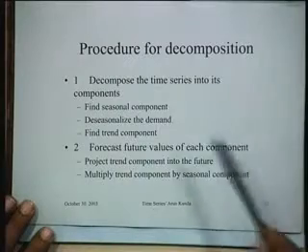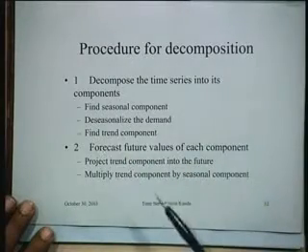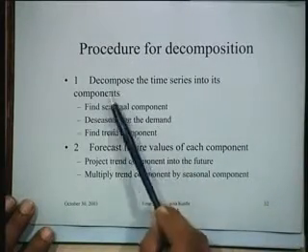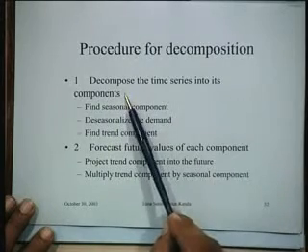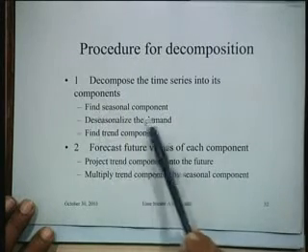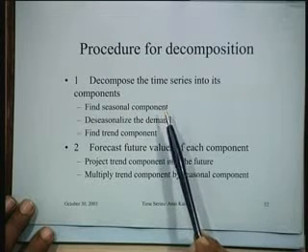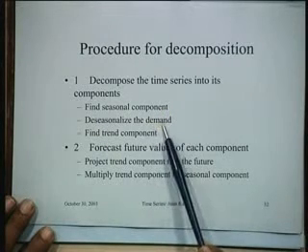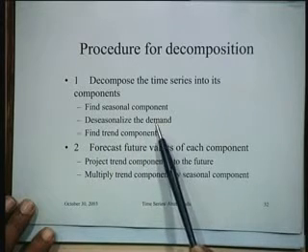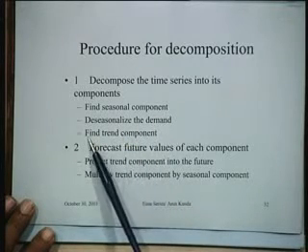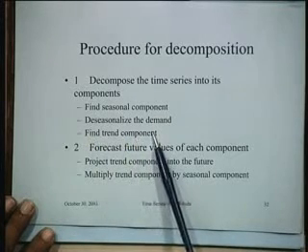So the basic procedure for time series decomposition can be summarized as these two steps. One is that you decompose the time series into the components. That is, first find the seasonal component, then deseasonalize the demand, and then find the trend, because once you deseasonalize, it is the series from which you can find out the trend, right?